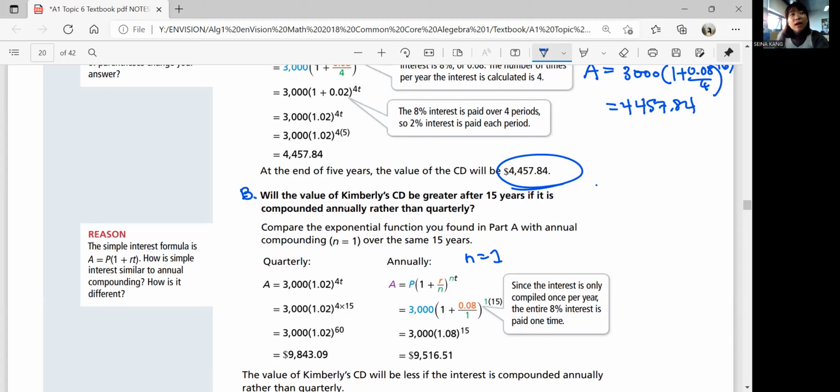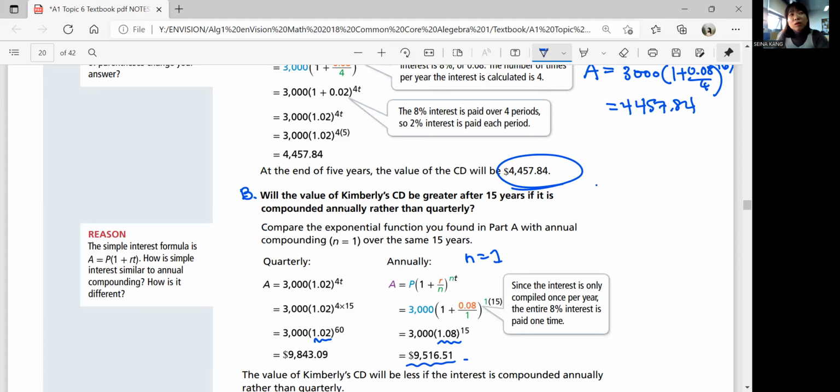Okay, it looks like your rate is greater annually, right? To the power of 15. But you actually get less money in 15 years by several hundred dollars. Why would this be less money than quarterly?